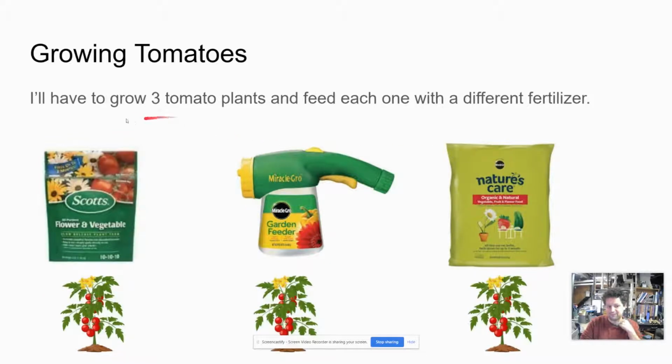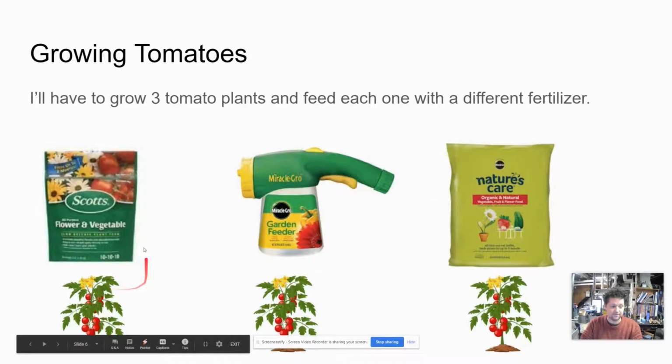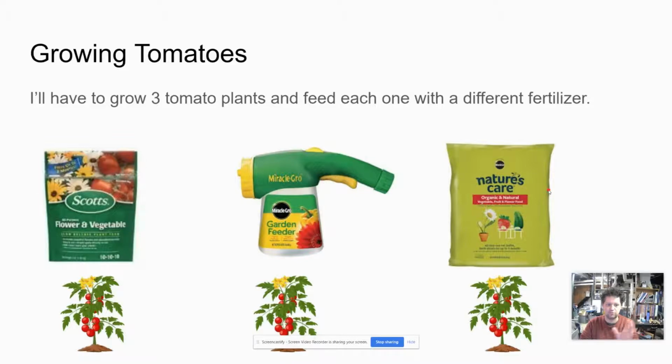So I'm going to have to grow 3 different tomato plants and feed each one with a different fertilizer. So I've got one plant that I'm going to fertilize with Scott's, one I'll use Miracle-Gro, and one I'll use Nature's Care. I'm going to have to keep these guys separate from each other. So I'm going to grow each one in a separate pot. And I don't want to get a little bit of Miracle-Gro on the Scott's plant. So I'm going to have to separate them a little bit.